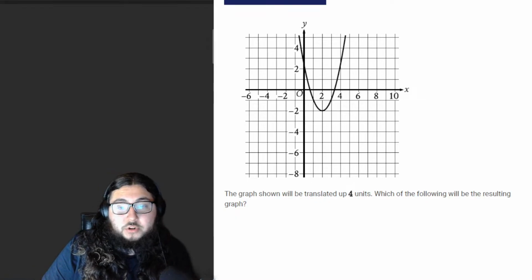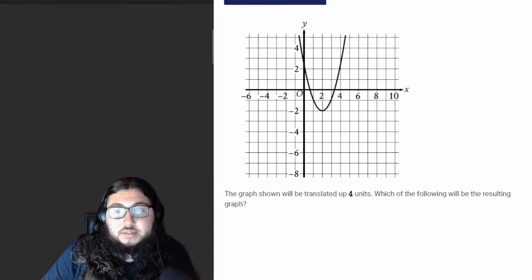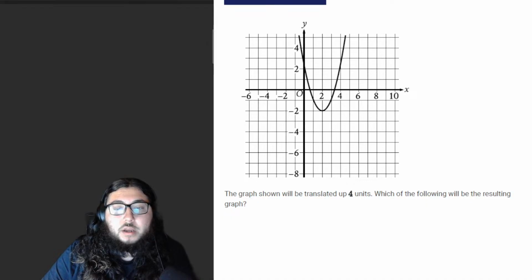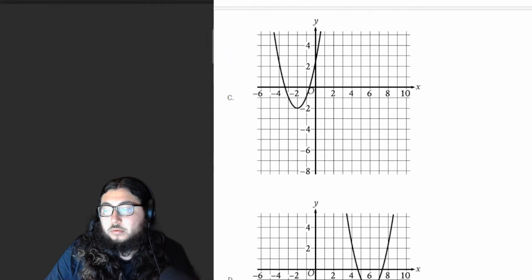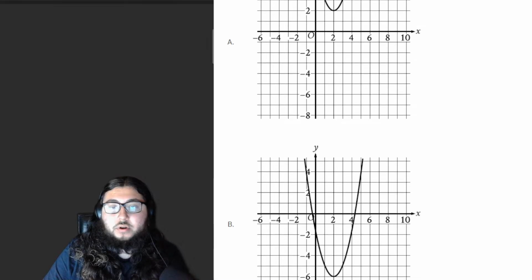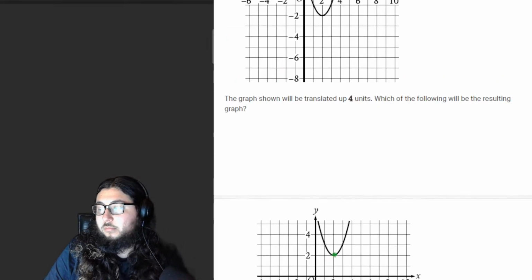The graph shown will be translated up 4 units. Which of the following will be the resulting graph? Well, this one's quite easy. We just look at the points which we can observe, which are 2, -2, and 4, 2. So 2, -2 is going to be translated up 4 units, so that's 2, 2. 4, 2 is going to be translated up 4 units, which is going to be off the screen. So really, we just need the vertex to be at 2, 2. And let's look. None of them are at 2, 2 besides this one. So it's going to be A.